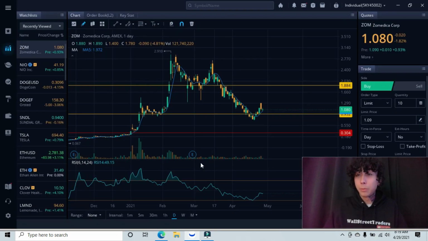Next up for this morning is ZOM, or ticker symbol ZOM. Like always, guys, we're starting from a higher time frame, that being the daily interval. This allows us to find our support and resistance lines, our target, our entry, our stop loss, all that good stuff. You never want to trade in a vacuum, that being starting from a smaller time frame. Okay, let's go ahead and dive in.